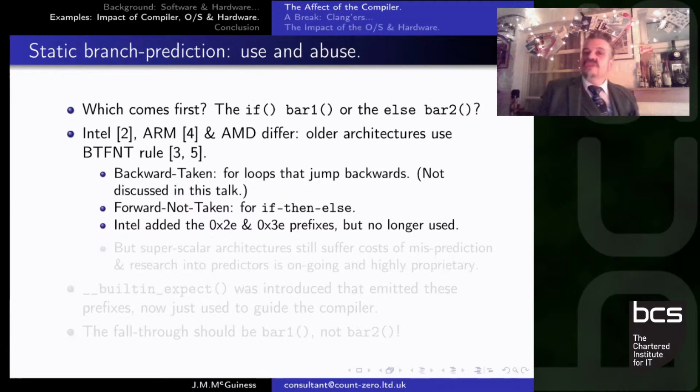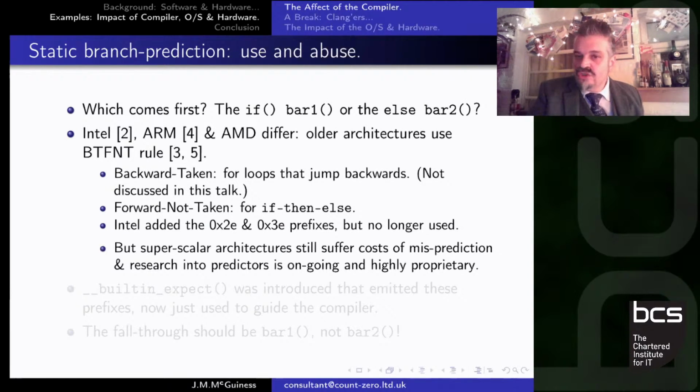Okay, static branch prediction, use and abuse. Which comes first if I have an if bar 1 or the else bar 2? Which is statically predicted if this branch has never been seen before? There's a lot of talk about this and it's quite hard to discover the details, and there's references there for you, but basically the BT-FNT rule should be used. Backward taken for loops, forward taken is an if then else. Intel added operand prefixes, but they're no longer used.